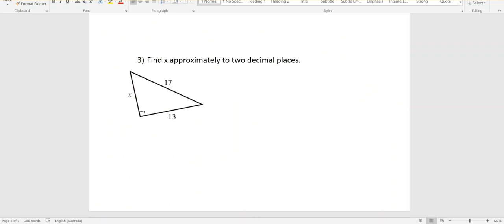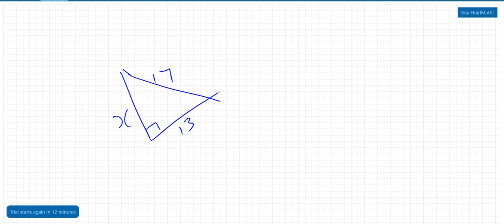Okay, our next question asks us to find x approximately to 2 decimal places. So have a go first. Okay, for this question, I need to first figure out, am I going to be using Pythagoras or trigonometry? If I have a look, I can see there is no angle, which is an indicator that I have to use Pythagoras. And I do have two sides given to me, a 17 here and a 13 there. So we have to use Pythagoras. Now your next step is to identify the hypotenuse.